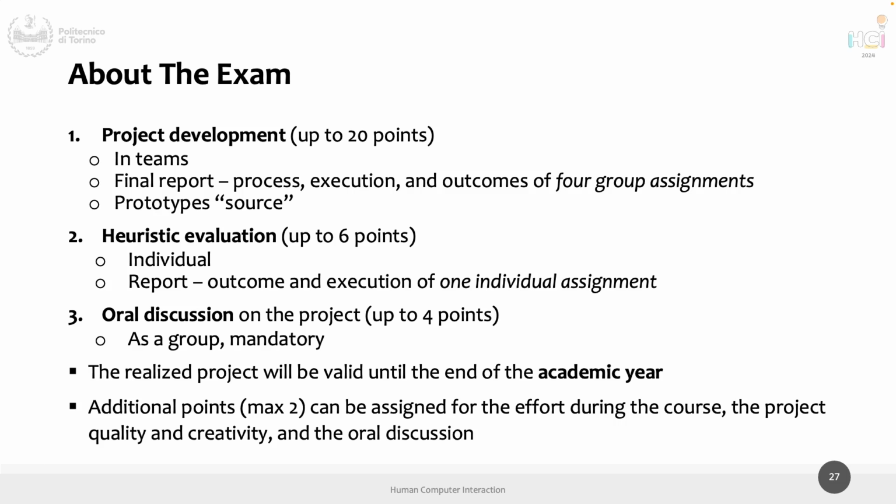Keep in mind that you can attend the exam whenever you want in this academic year, and the project will be valid until the end of the academic year, so until the session in September included. Next year, the project will not be valid anymore, and you have to redo the course entirely, all the parts of the course. Since 20 plus 6 plus 4 is 30, we kept an additional point, maximum 2. That could mean 0, 1, or 2.